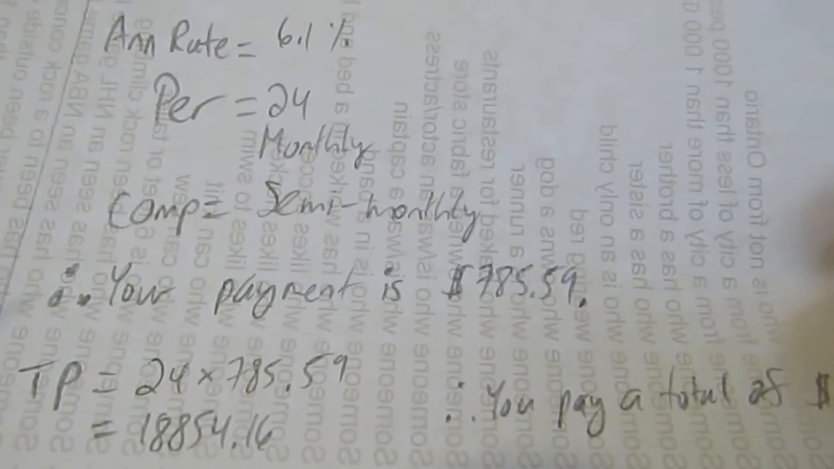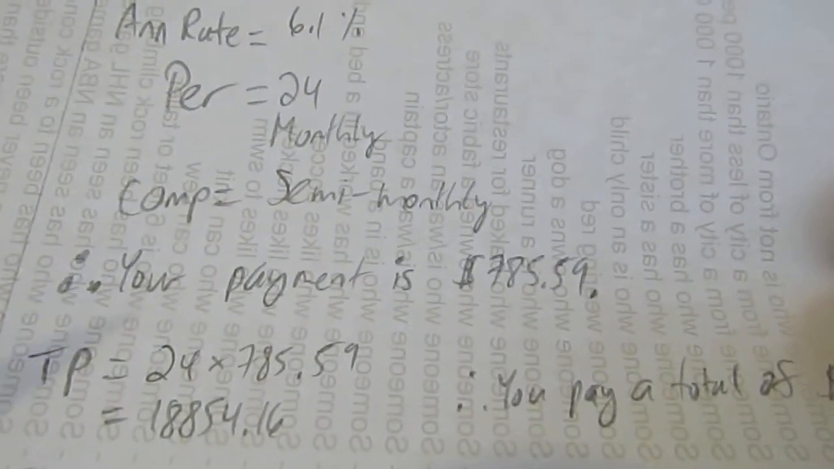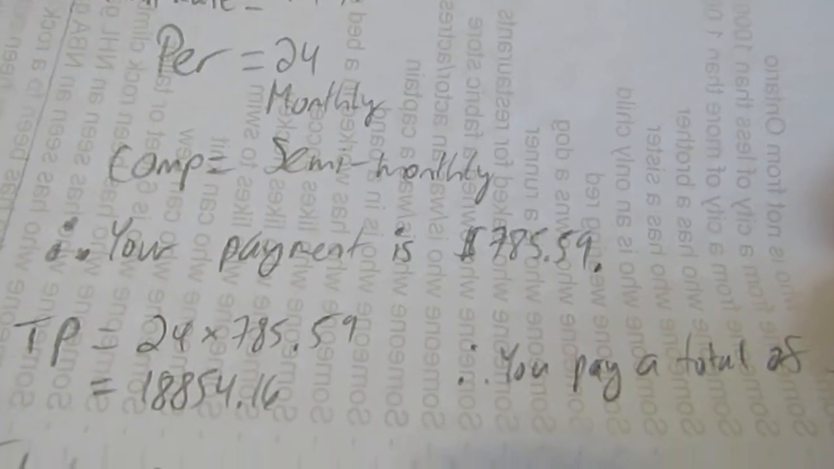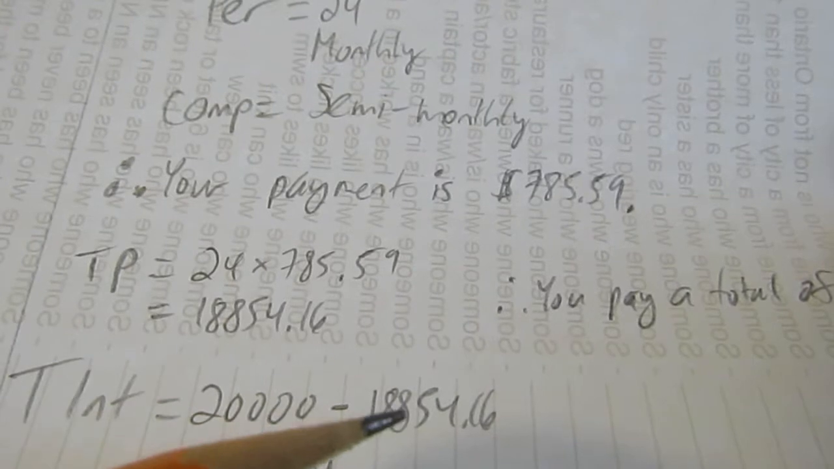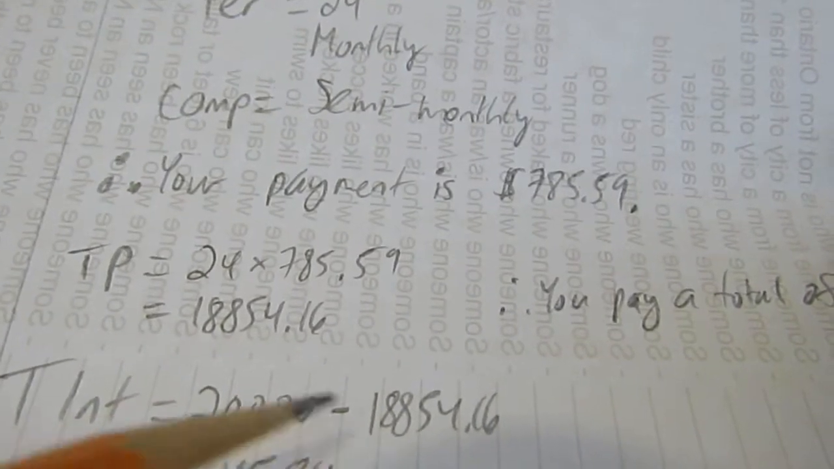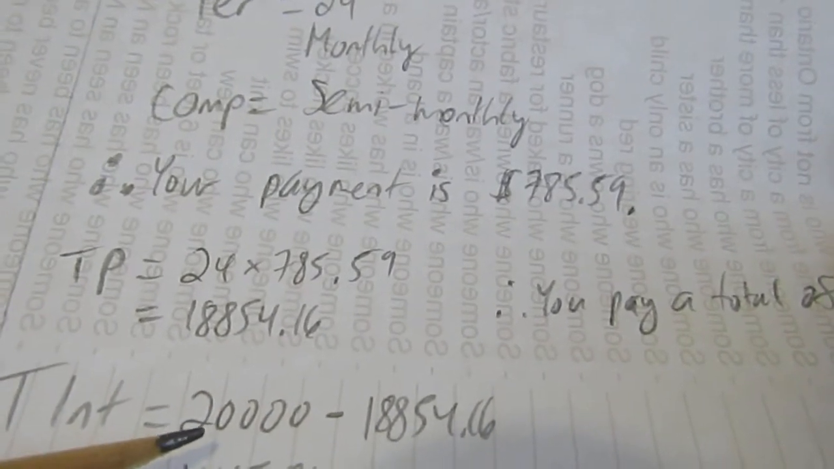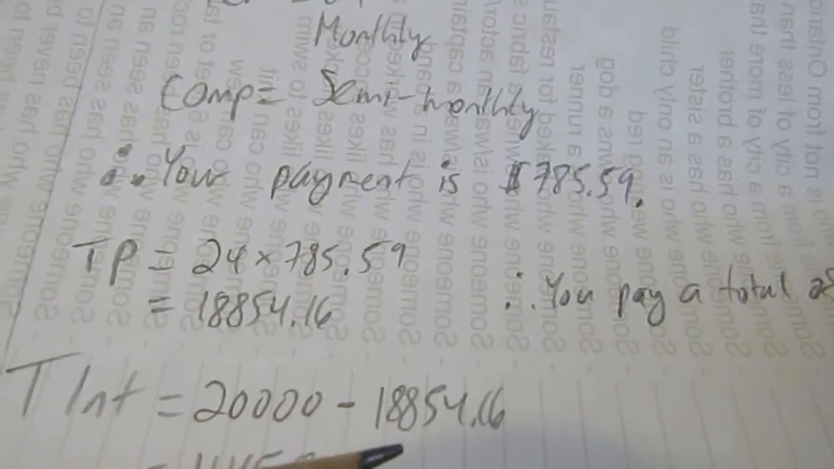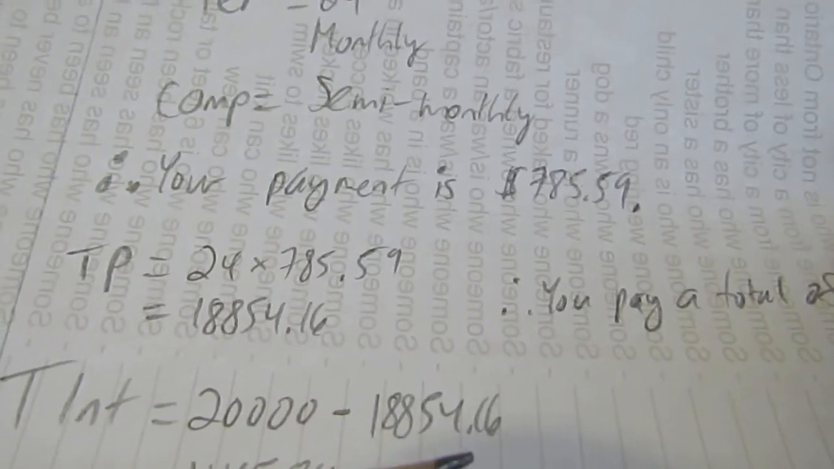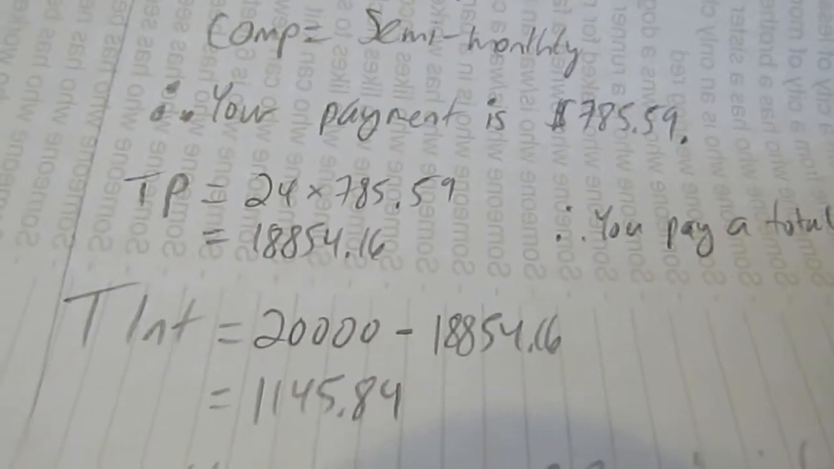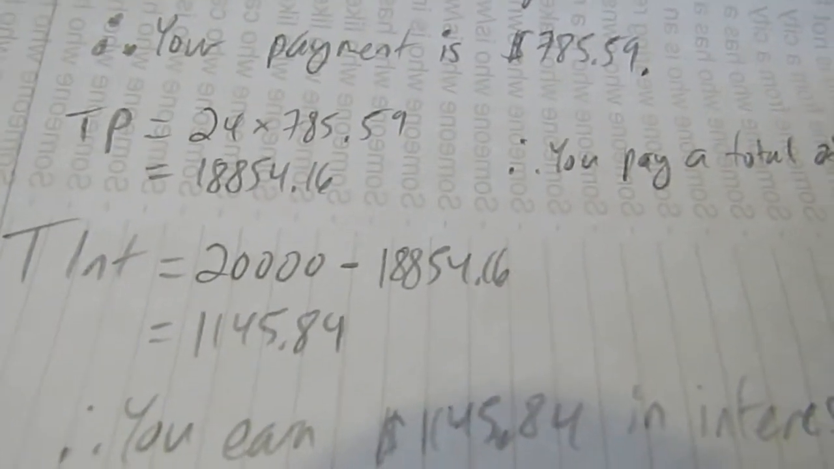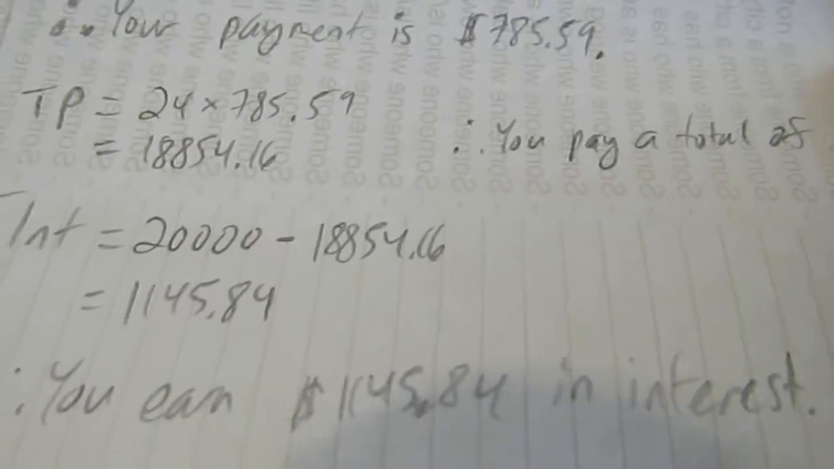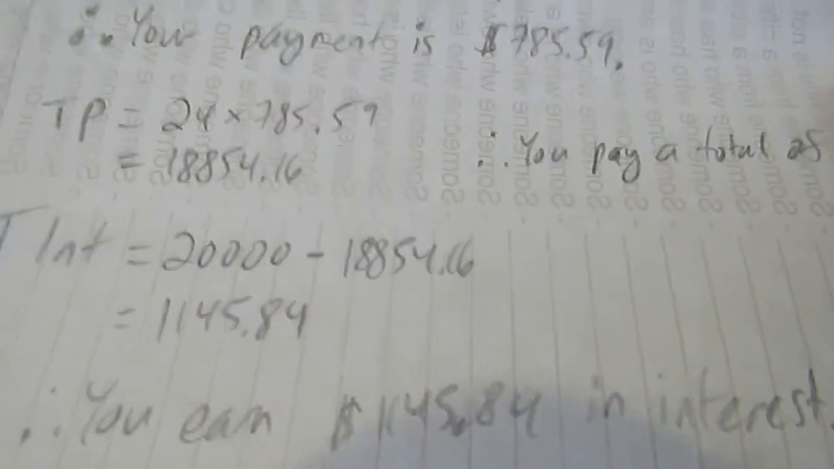So how much interest did you earn? Well, take the bigger number, or since you made money, your total interest is how much you ended up with minus your total paid, how much you spent. So you earned $20,000 by spending $18,854.16. So your total interest, therefore statement, is $1,145.84. And so we've done it.